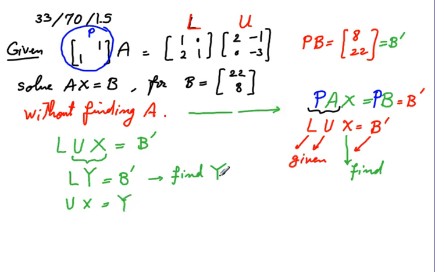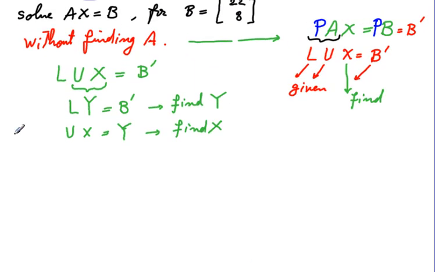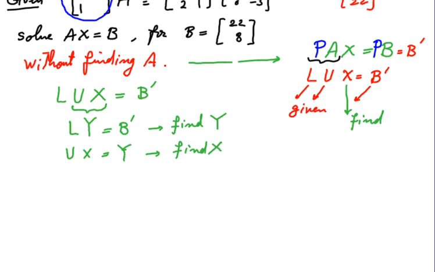So by then, you know what Y is. You can go ahead and approach this equation, and you know what Y is. You can go and find what X is. So let's just go ahead piece by piece. Who was L?